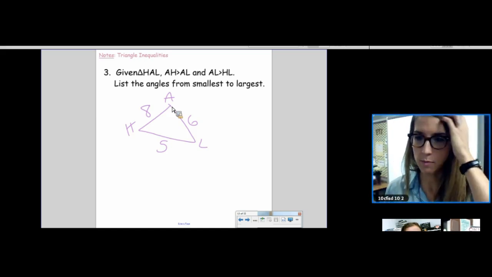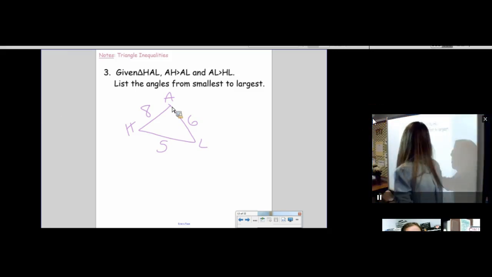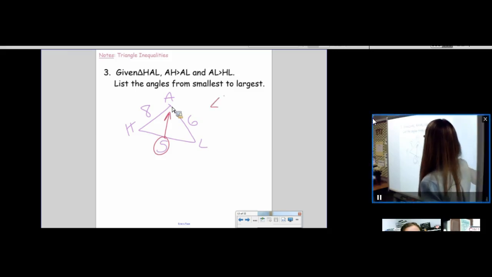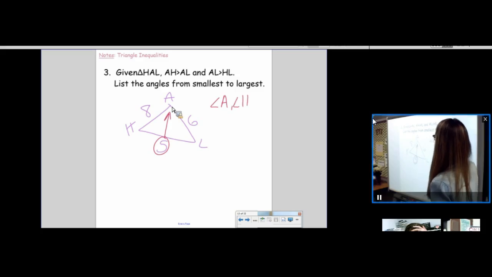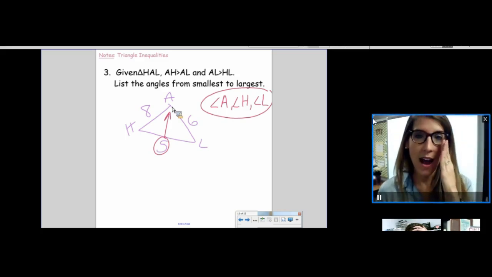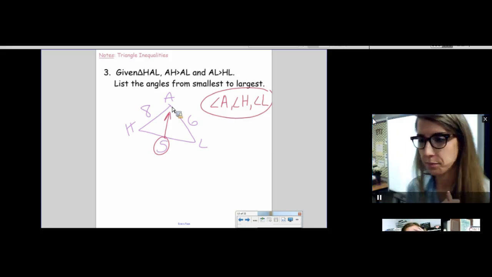List the angles from smallest to largest. All right. So the smallest angle will be across from the shortest side. So angle A would be the smallest. Angle H would be the medium. And angle L would be the largest angle. Notice how I used an angle symbol. I didn't just use a capital letter because that would be a point. Okay?